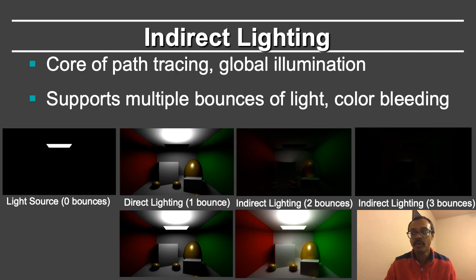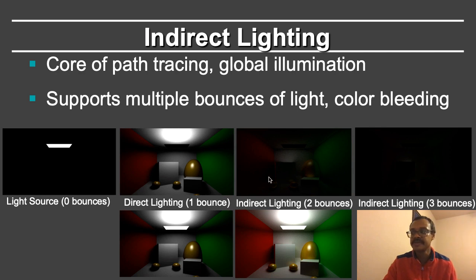We seek to support multiple bounces of light and color bleeding. These images show what you can do with indirect lighting. Here is the light source with 0 bounces. This is the direct lighting. Putting together the light source and the direct lighting, you get this image.